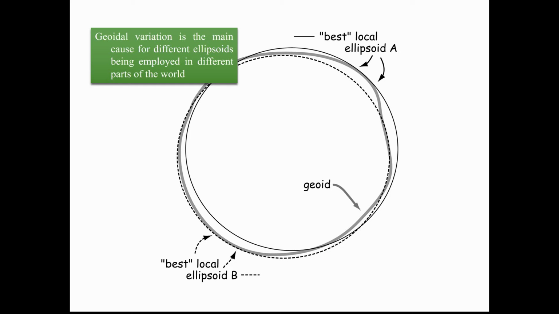So, geoidal variation is the main cause for different ellipsoids being employed in different parts of the world. Here, you can see the dashed line represents an ellipsoid B, and the solid black line represents an ellipsoid A, while the transparent gray line represents our geoid. We can see at different points in the Earth, we have different ellipsoids fitting better.